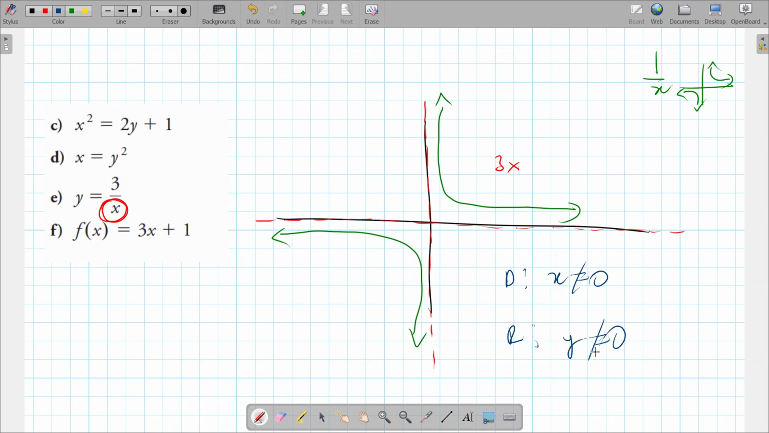Part F is super simple. That's just a linear line. Not gonna spend too much time on it. It looks like this, x is an element of the reals, y is an element of the reals. Done. Linear is very simple.